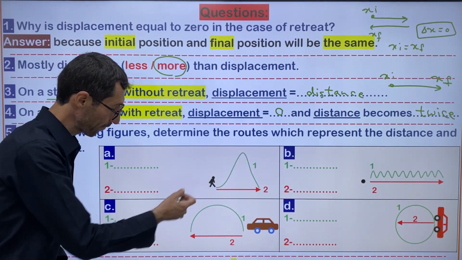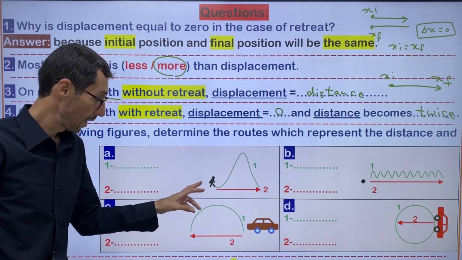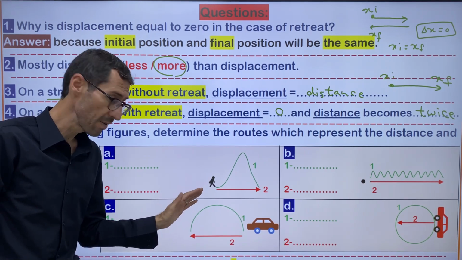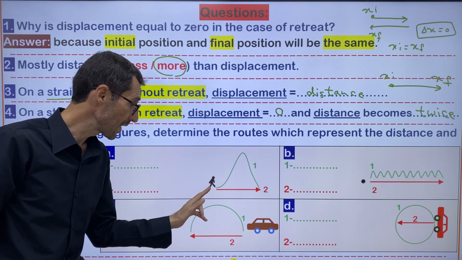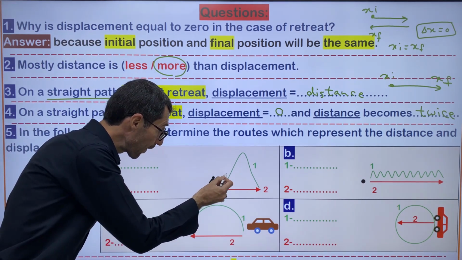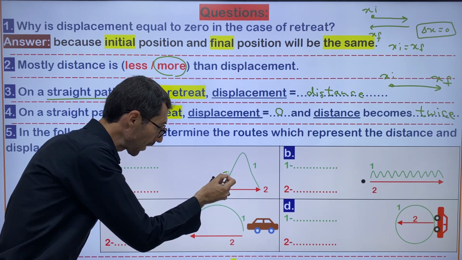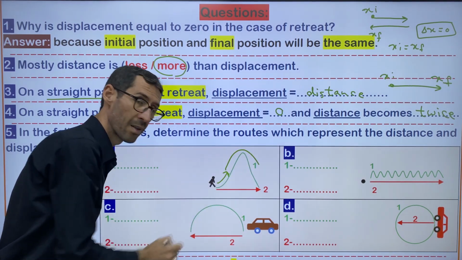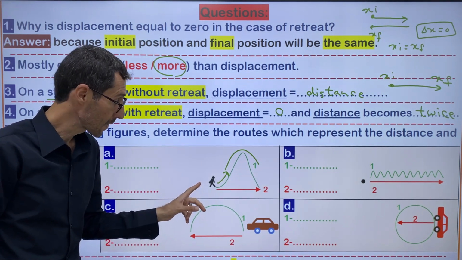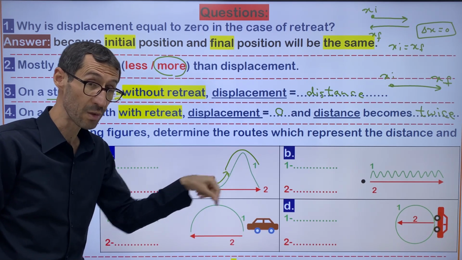There's, for example, a mountaineer, or a tourist or passenger, let's say any person. The person tends to climb up the hill, right? So it follows this path. It follows a curved path. So is this distance or displacement?